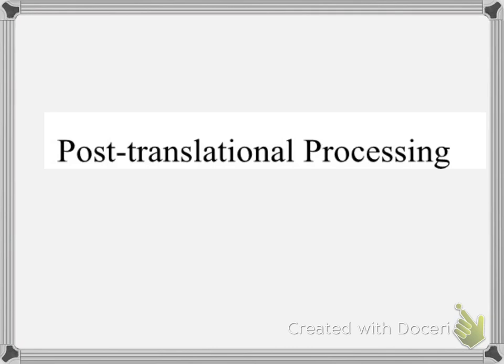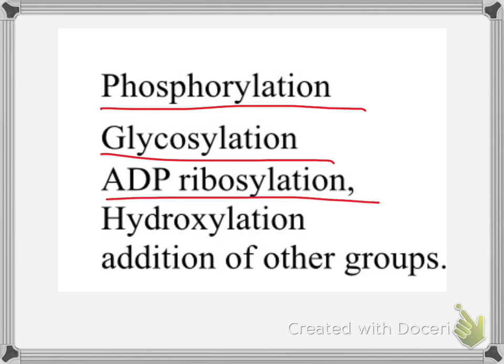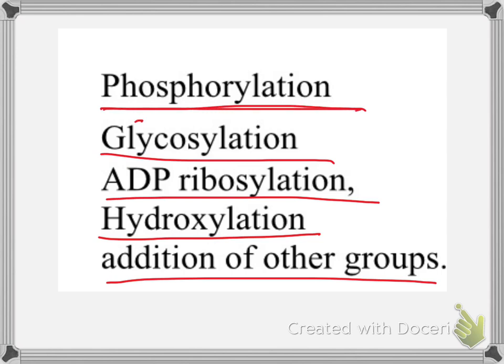Now we can discuss post-translational processing. What are the processes to modify these proteins? After the synthesis is completed, proteins can be modified by various methods such as phosphorylation, glycosylation, ADP ribosylation, hydroxylation and addition of other groups. These are the processes to modify the protein.